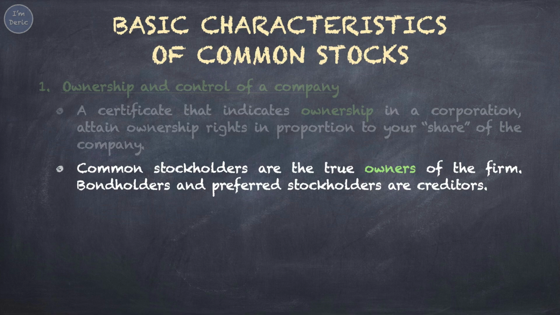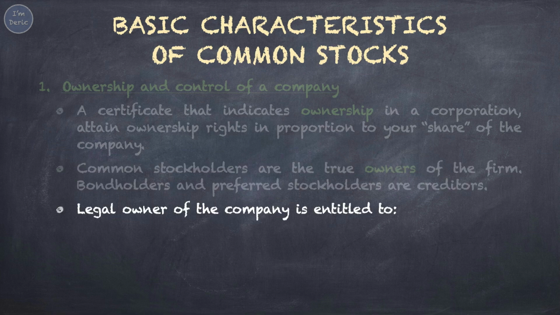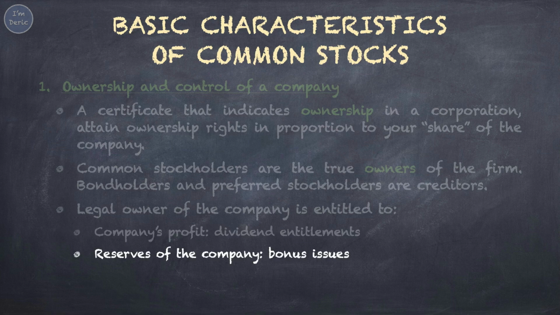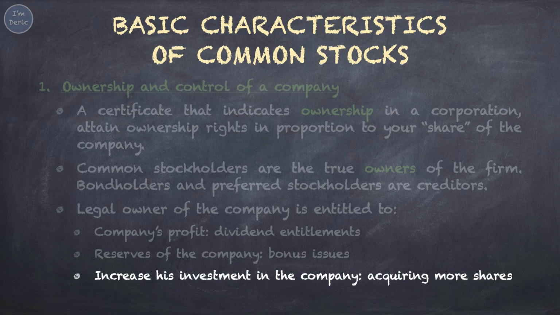Bondholders and preferred stockholders can be viewed as creditors. As a legal owner of the company, common stockholders are entitled to the company's profit by way of dividend entitlements, reserves of the company by way of bonus issues, and can increase their investment in the company through acquiring more shares.